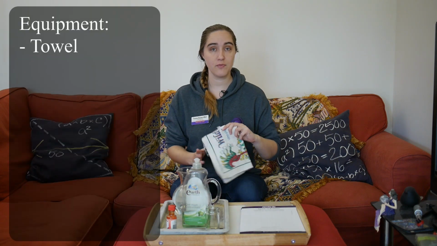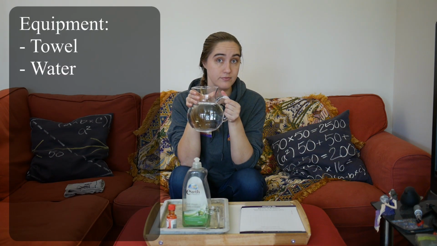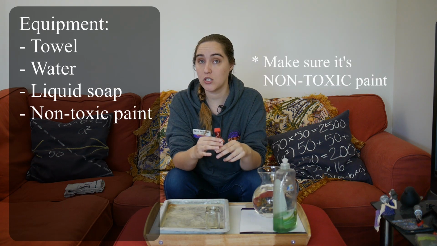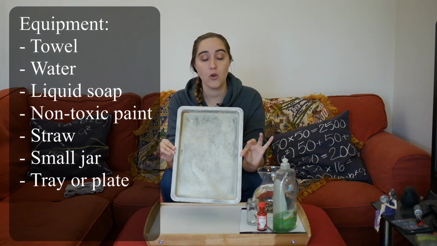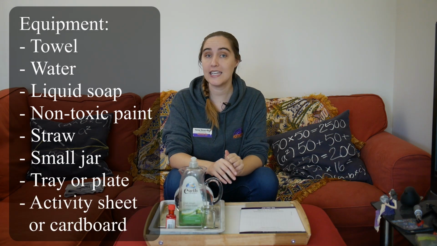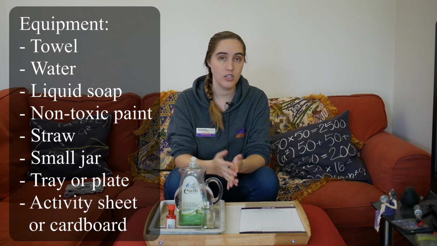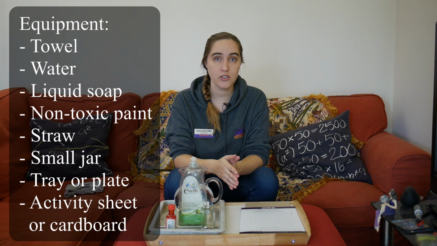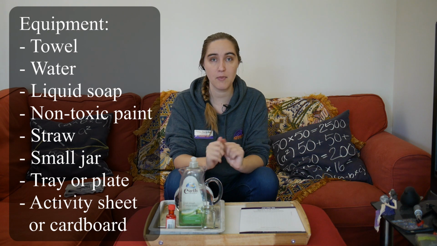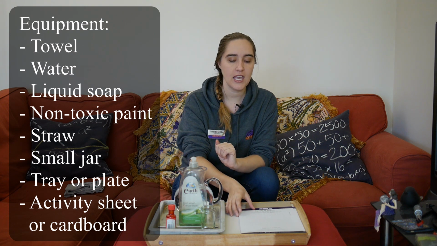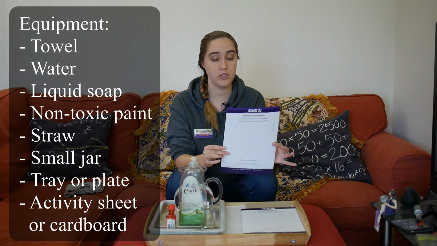So what you are going to need for this activity are things that you will hopefully be able to find fairly easily within your own house. To start with, we need a towel, some water, some sort of liquid soap, water-soluble paint, a straw, a small jar, some sort of tray or a plate, and finally you will want something to make your art on. You can use some paper. Try not to use normal printing paper, that is a little bit too thin for this activity and the paper might tear or dissolve. If you've got some slightly thicker paper, you might want to print on it.